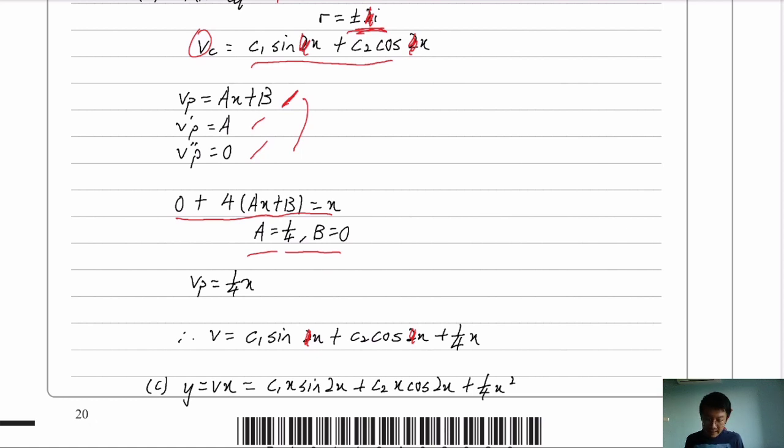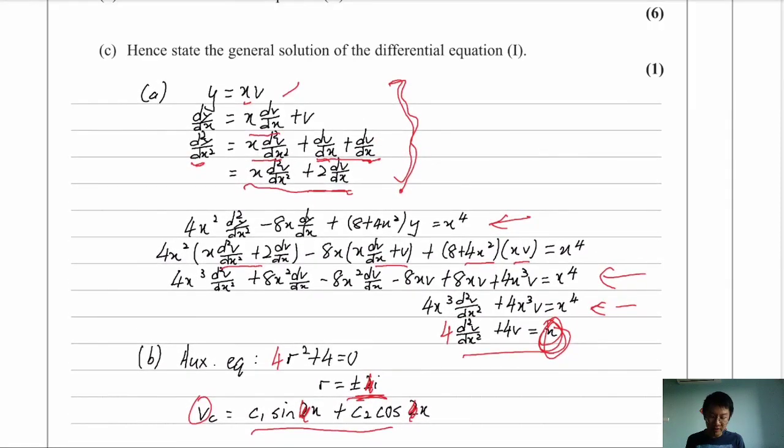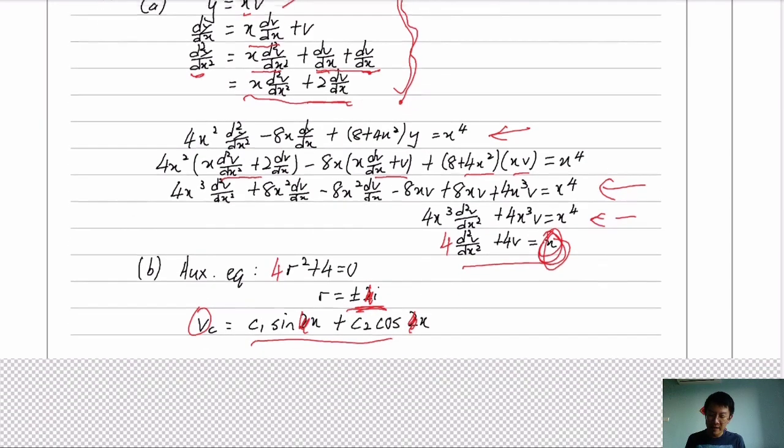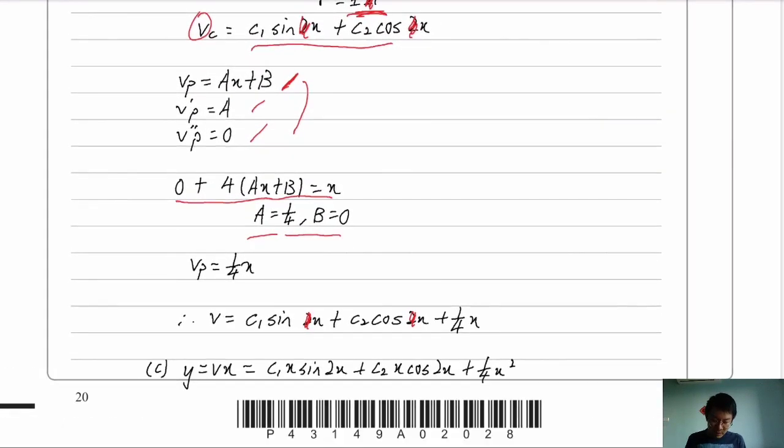At last, what the question wants is the general solution for the differential equation 1. That means we have to find the expression of y in terms of x. Because we know that y equals vx, we just have to use this v and multiply by x. So all the 2's are not there. Basically that would be our solution for y in terms of x.